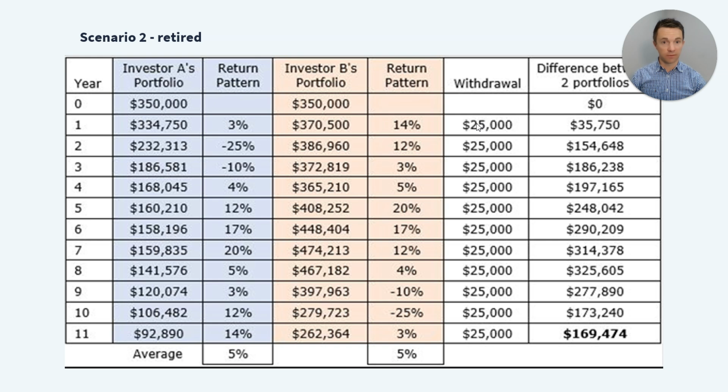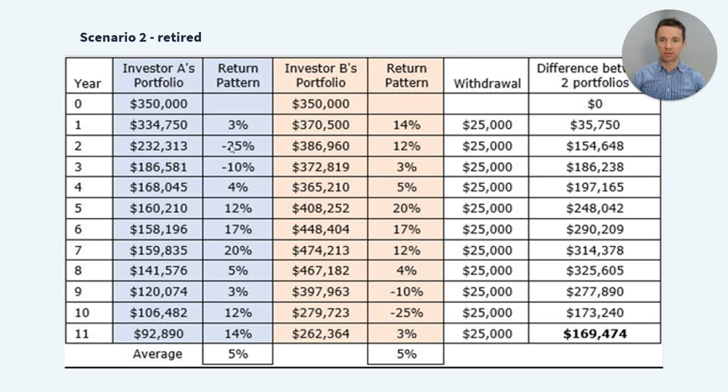Because they're withdrawing $25,000 out, the person who got the bad returns at the start is forced to sell their shares at a very bad time and not allowing the shares to recover back to the price that they should be at after a market downturn. So negative 25%. That might be a similar scenario as to what happened in 2020 when COVID started. The markets dropped around 30%.